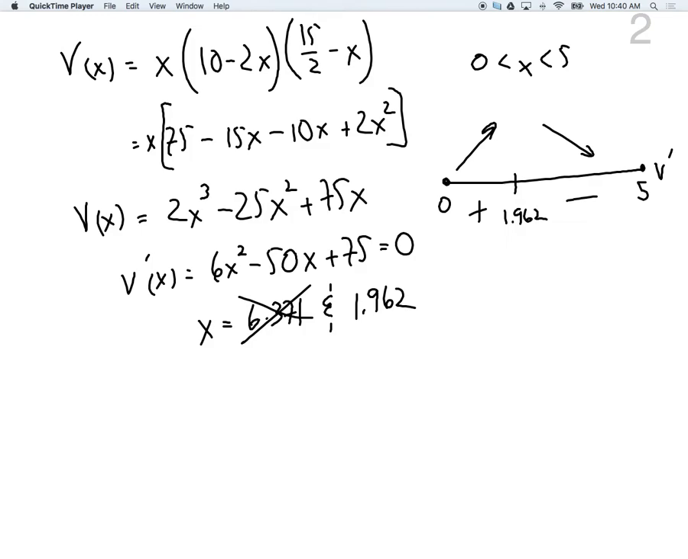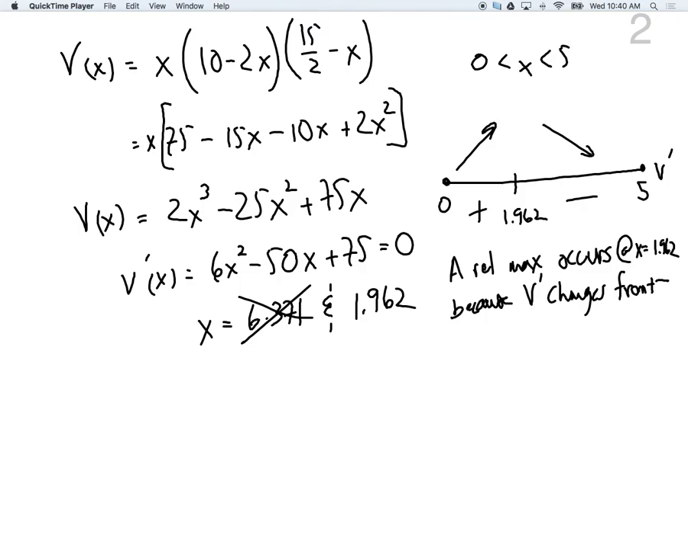Okay, so what does that tell us? Well, we already knew that it's a maximum. So, a relative max occurs at x equals 1.962 because v prime changes from positive to negative.